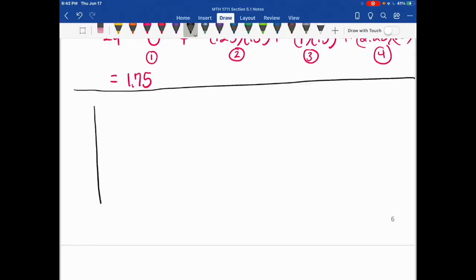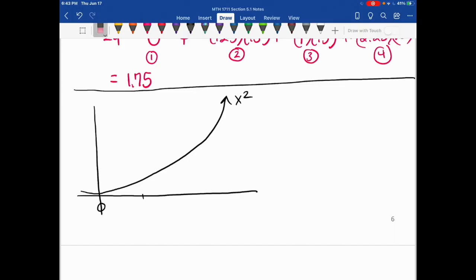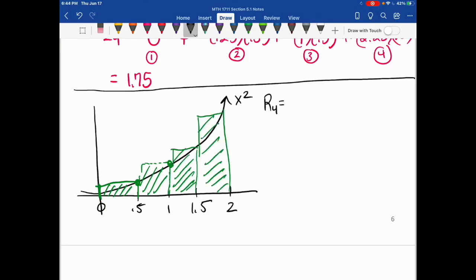Now, doing this for right endpoints, we're going to have the same function x squared, but we're using right endpoint approximation. So here's 0, here's 1. Now, since we're using right endpoint approximations, when I draw my rectangles, my right upper corner is what's going to touch the function. So now I'm going to add up the area of my rectangles, and I'm calling this R4 because we're doing right endpoints, and we're doing it with 4 subintervals.